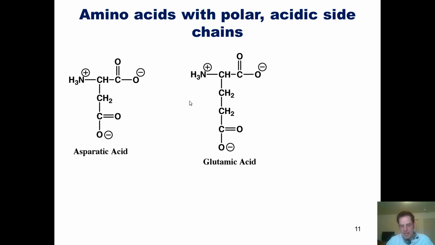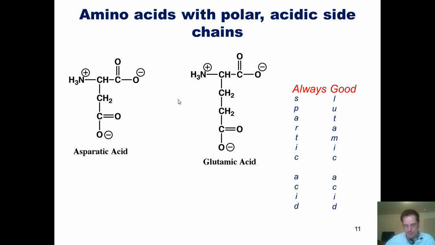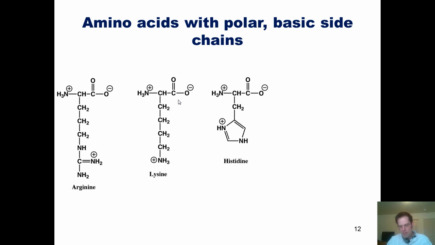For remembering the amino acids with polar acidic side chains, you might consider remembering the phrase, always good. Aspartic acid and glutamic acid. And for remembering the amino acids with polar basic side chains, I want you to remember the acronym HAL. He's one of my favorite characters from the show Malcolm in the Middle. Anyway, HAL stands for histidine, arginine, and lysine.